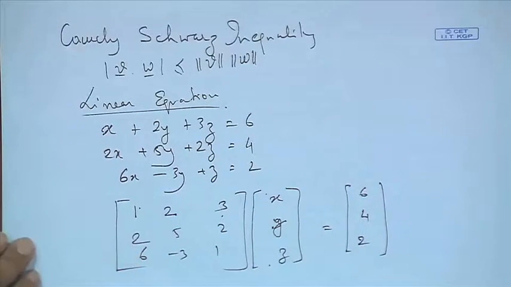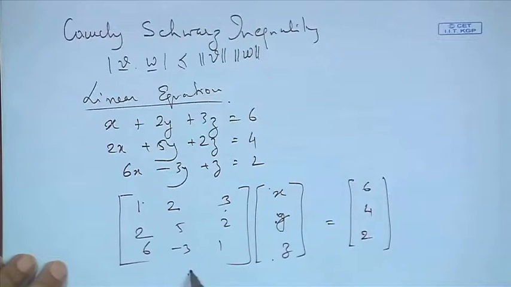So if we write this as a matrix equation, we could write this as A times, let's say, capital X is equal to, let's say, B. So this is the vector B, this is the vector X, this is the matrix A. So if you solve this, then you can find the values of x, y, and z.